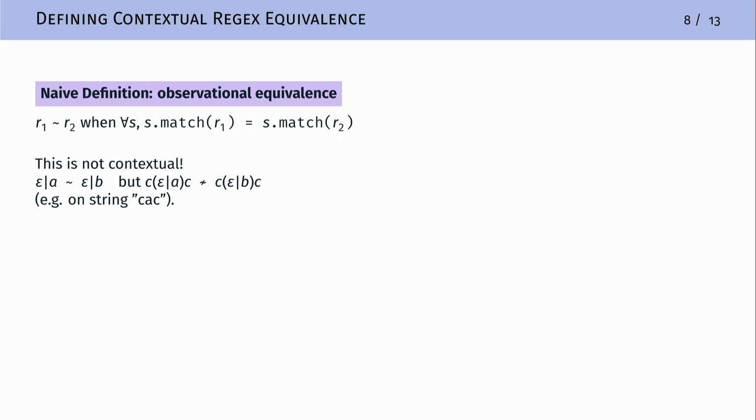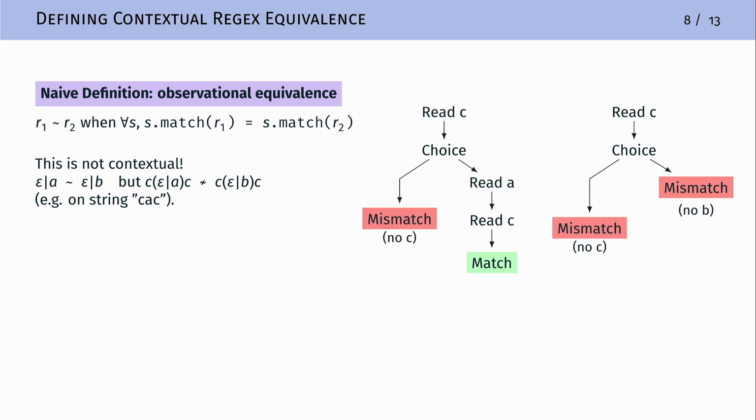So if we want to try and fix this to get a contextual notion of equivalence, what we can do is take a look at the backtracking trees of those two bigger regexes on that string CAC. And if we zoom a little bit on the subtrees that correspond to executing the sub-regexes epsilon or A or epsilon or B, what we might see on that first tree is that the only match leaf that we can see used the second priority way of matching the sub-regex, not the first one.